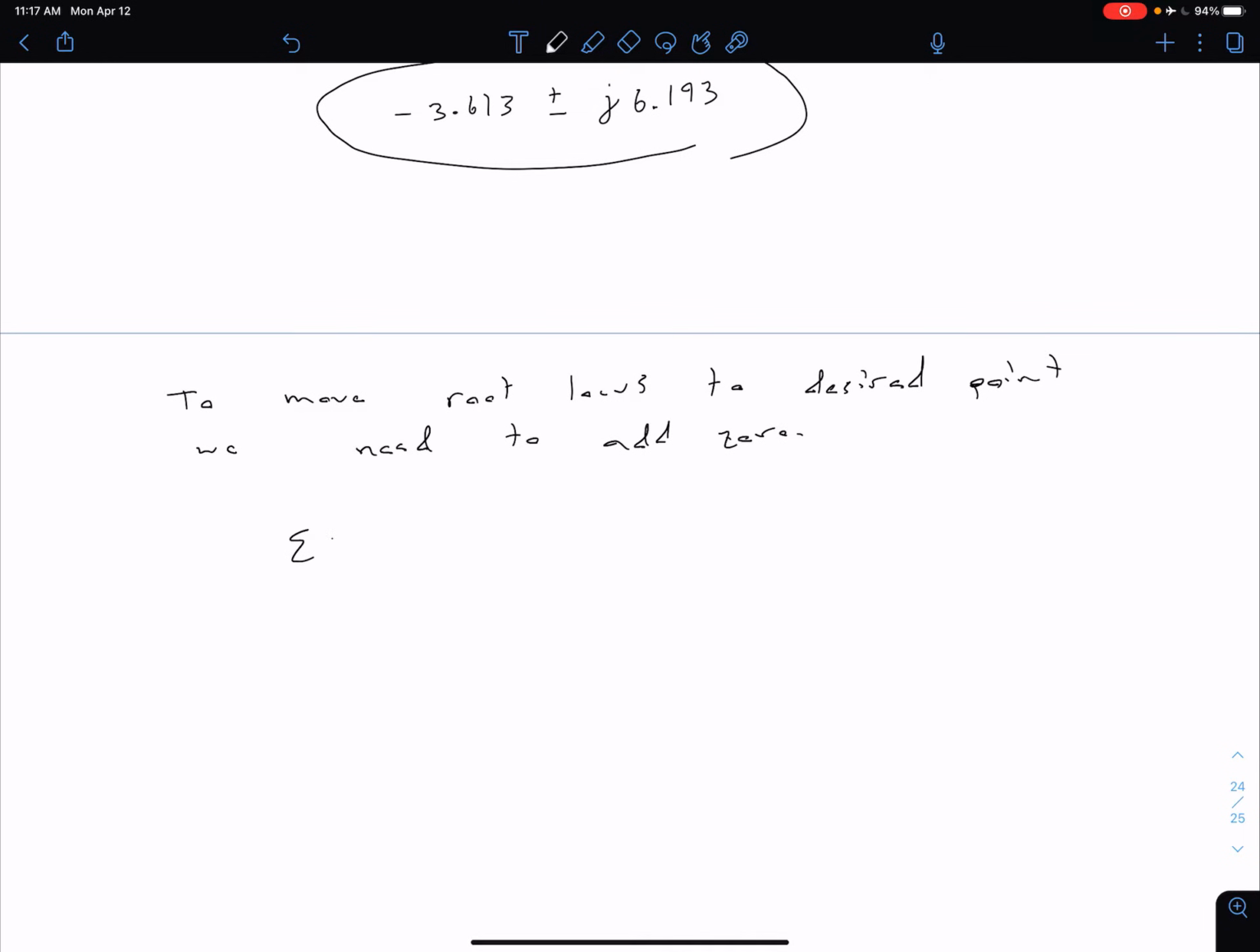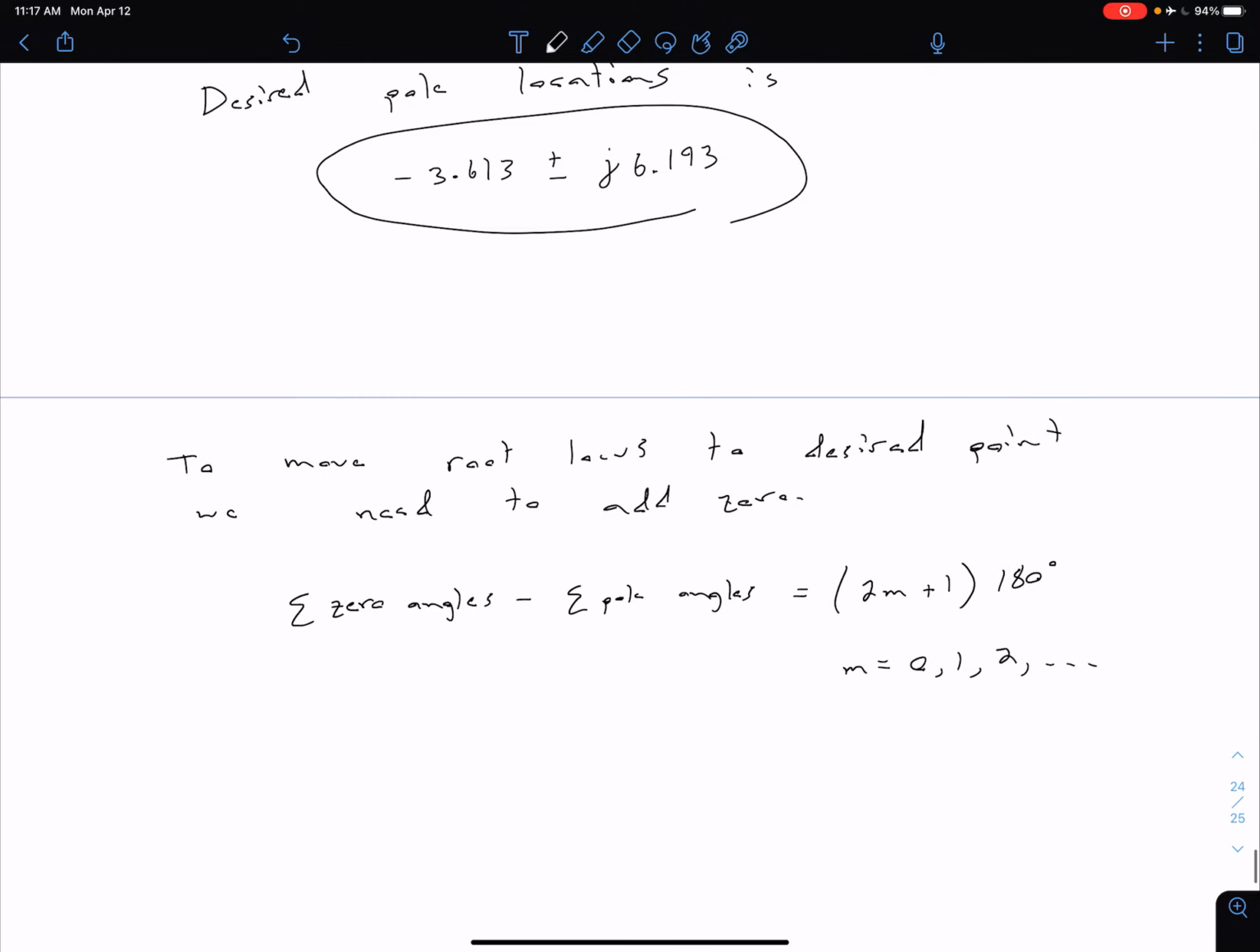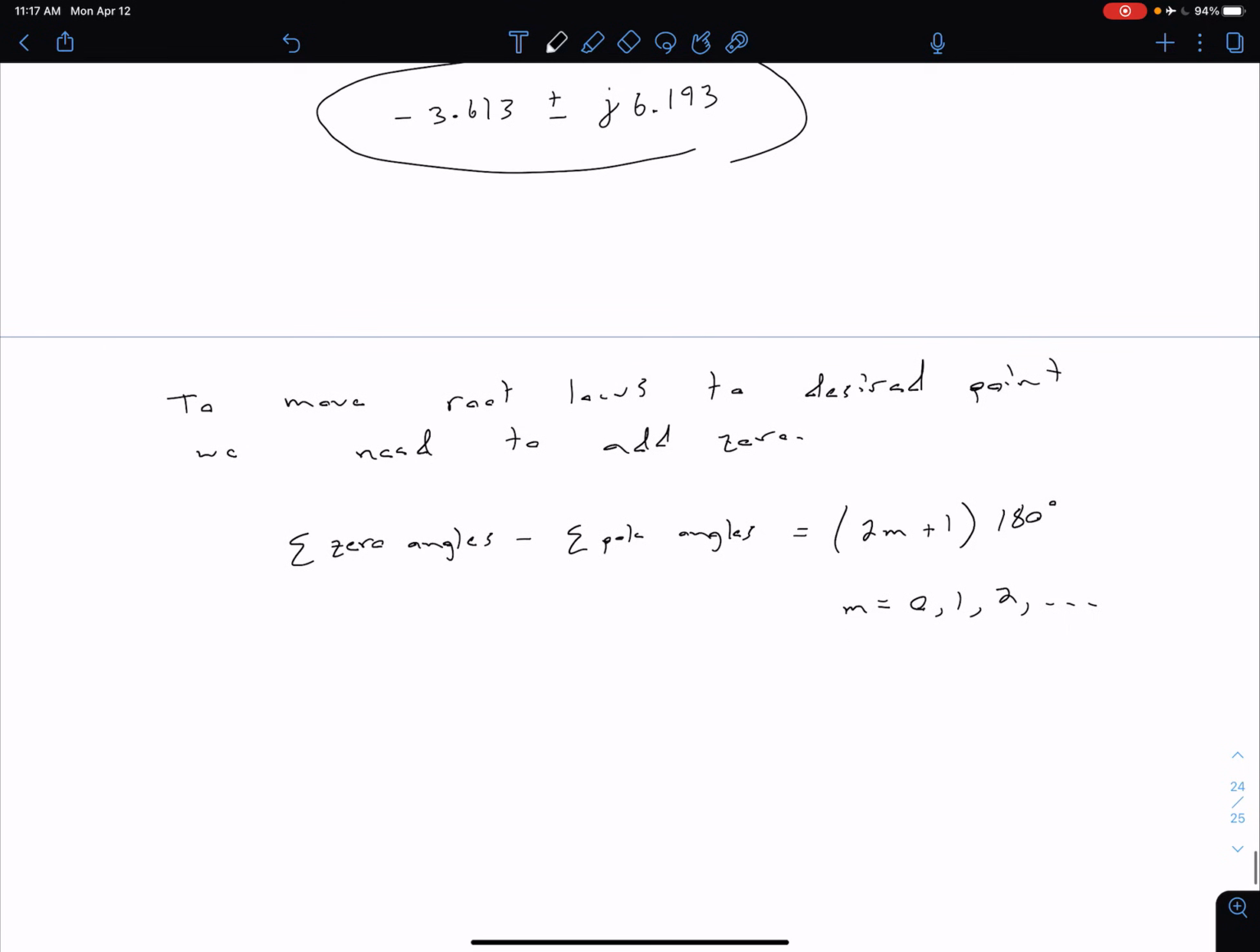Particularly, what we're going to focus on is that the sum of our 0 angles, minus the sum of our pole angles, has to be equal to some odd multiple of 180. So (2m + 1) times 180 degrees, where m is just an integer value: 0, 1, 2, and so on. Basically, if we're looking at our S-plane, the angle has to be in the negative direction on the real axis. Going back to our root locus unit, this was one of the two criteria we had for a point to be on the root locus. So we need this to be satisfied.